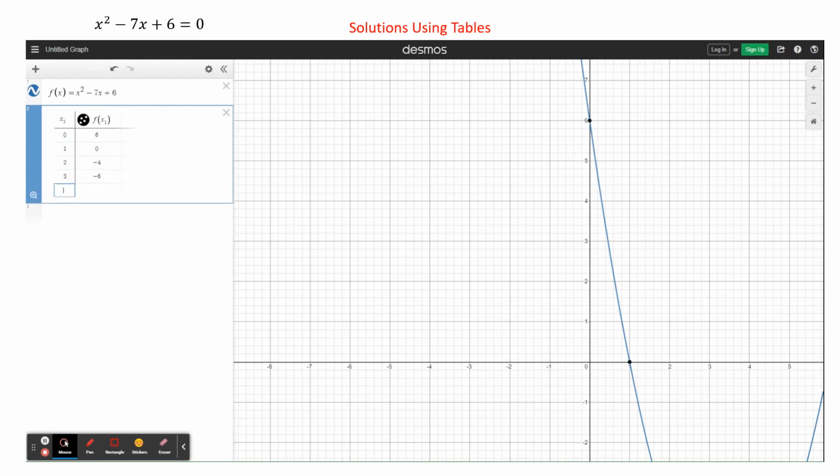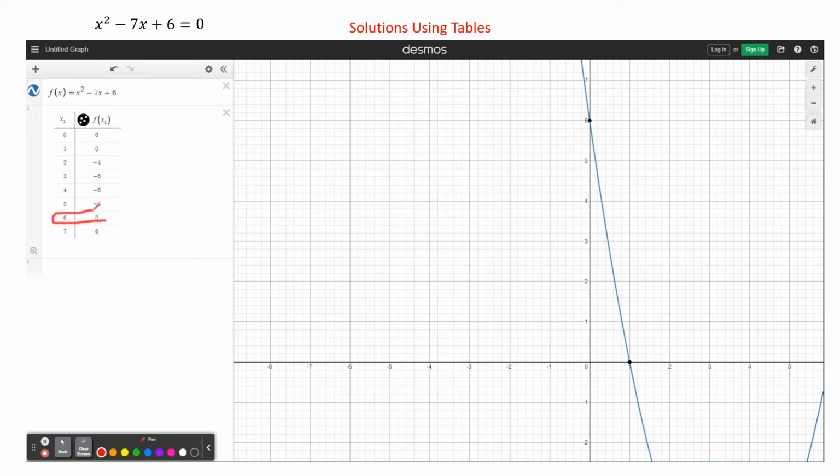So let's go 0, 1, 2, 3, 4, 5, 6, 7. And now we're looking for when y equals 0. So notice y equals 0 down here when x equals 6, and y also equals 0 up here when x equals 1. So our solutions here, we've got x equals 1 and x equals 6 because it hits twice.